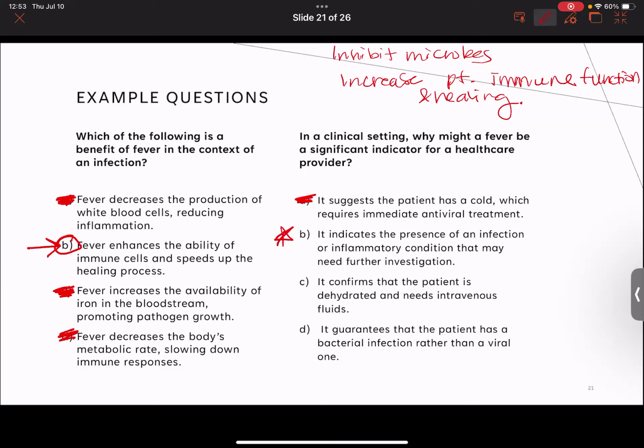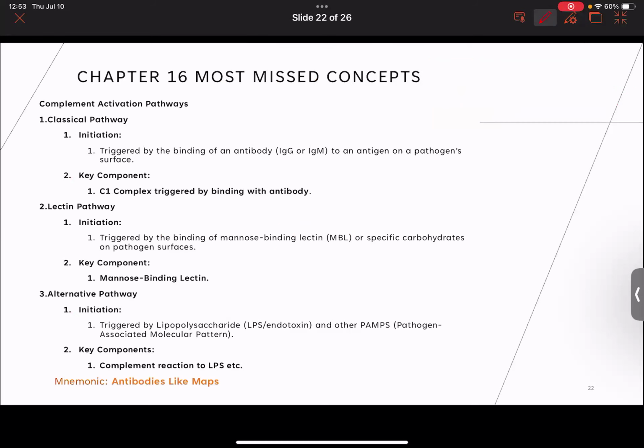That's more broad, and that's, I'm thinking, probably what the answer is going to be. Does it confirm that the patient is dehydrated and needs intravenous? They might also be, but that's not what the fever does for us. Does it guarantee that the patient has a bacterial infection rather than a viral one? We know that's not true. We can have plenty of viral infections like flu and COVID that definitely raise your fever. So B is our answer there.